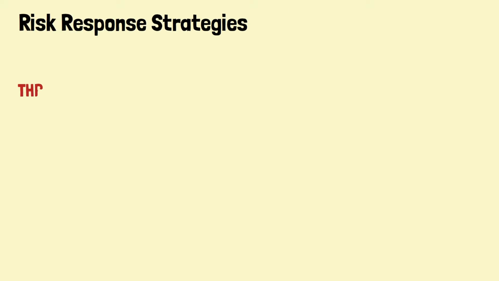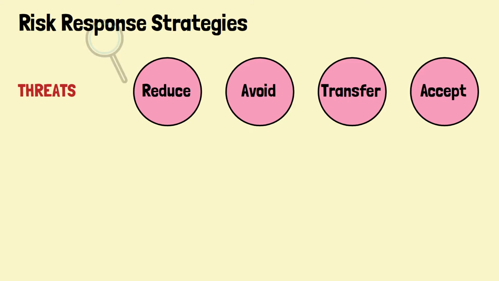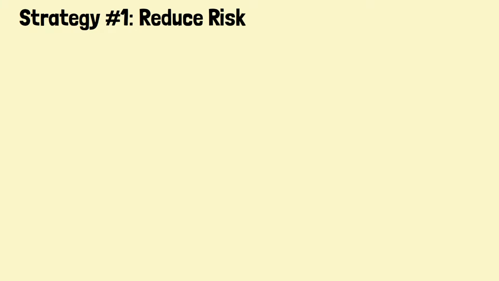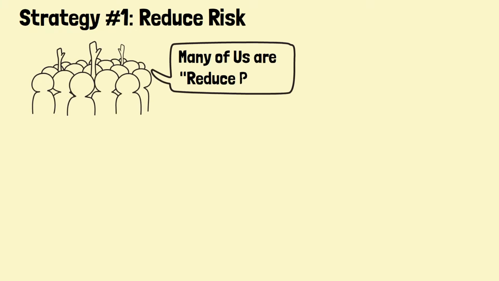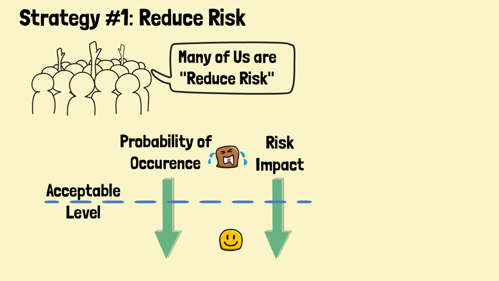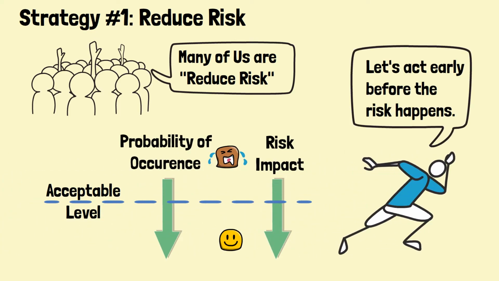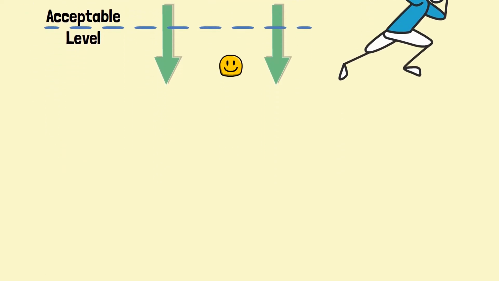There are several risk response strategies for threats, and for opportunities. For threats, they are reduce, avoid, transfer, and accept. Let us zoom into these strategies. Strategy number 1, reduce risk. Most of the risk responses belong to this strategy. The responses normally reduce the probability of occurrence, or the impact of risk. The responses aim at reducing these risk attributes to the acceptable level. Taking early risk reduction action is always more effective than trying to recover after the occurrence of the risk.